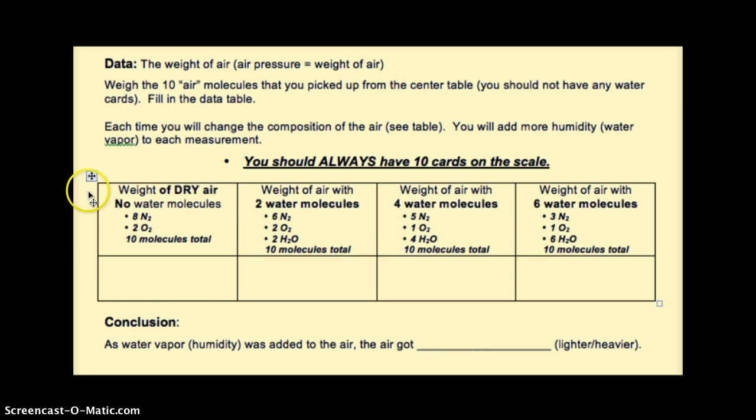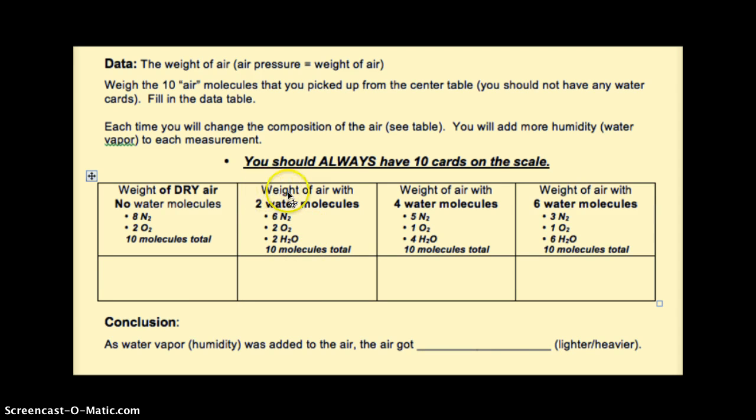So down here in the data table, weigh your dry air. You have no water in your air right now. So you have 10 molecules, completely dry air. So put them on a scale. Make sure your scale reads 0 before you put the cards on. And read the weight to the nearest decimal point. Again, you can pause the video anytime to complete the step and then hit play again.